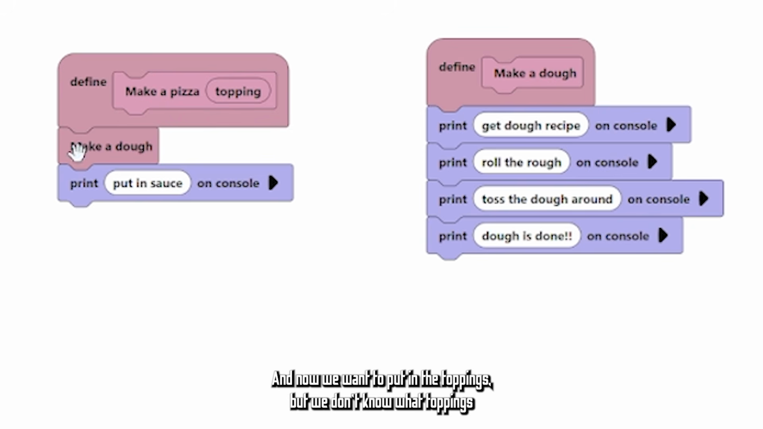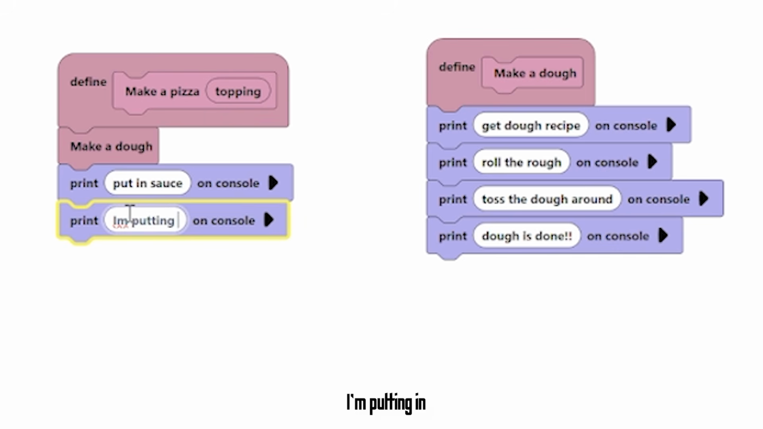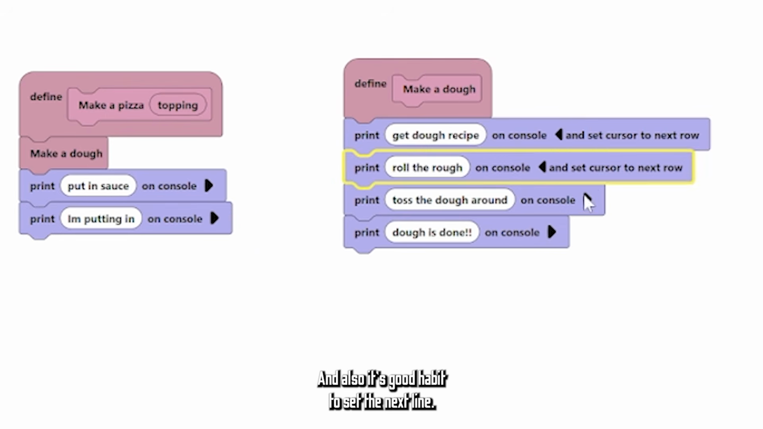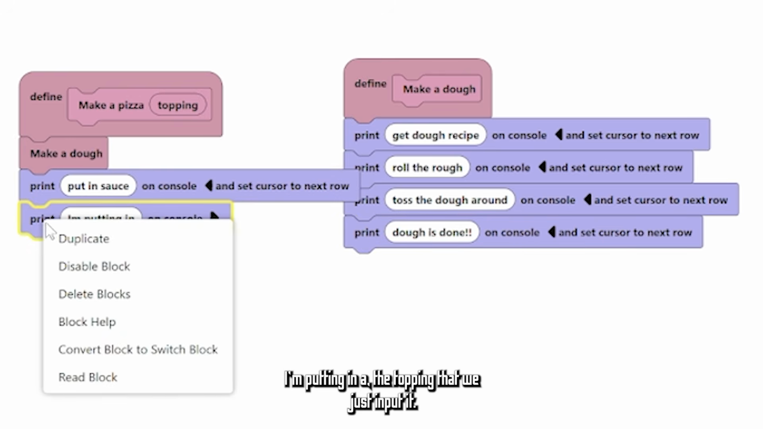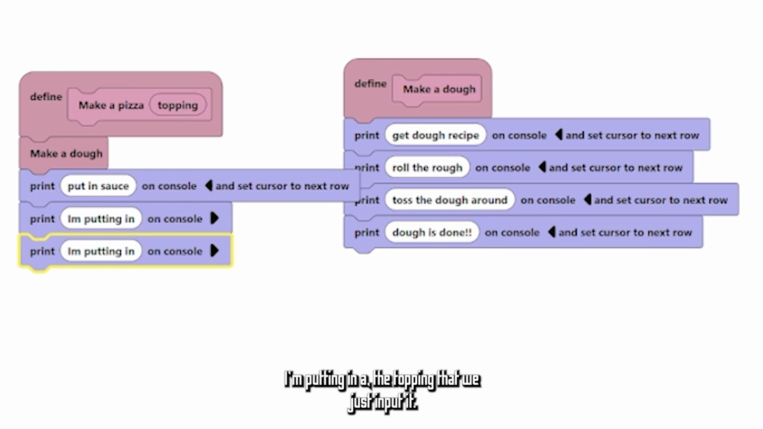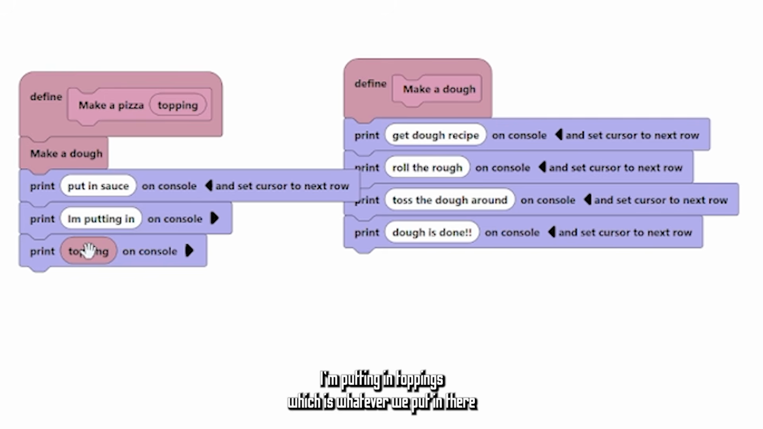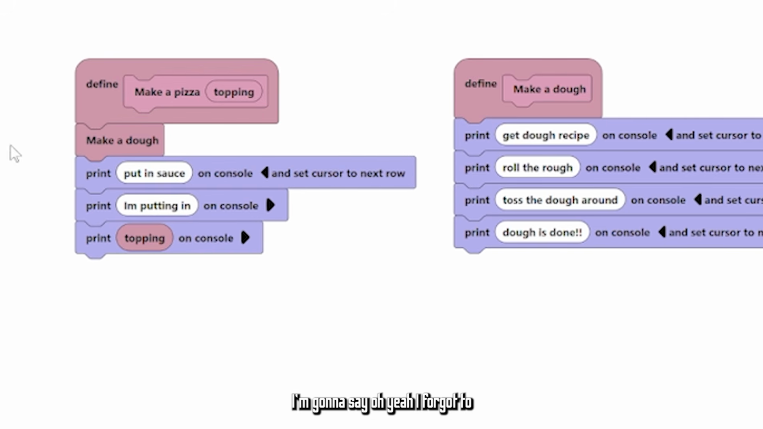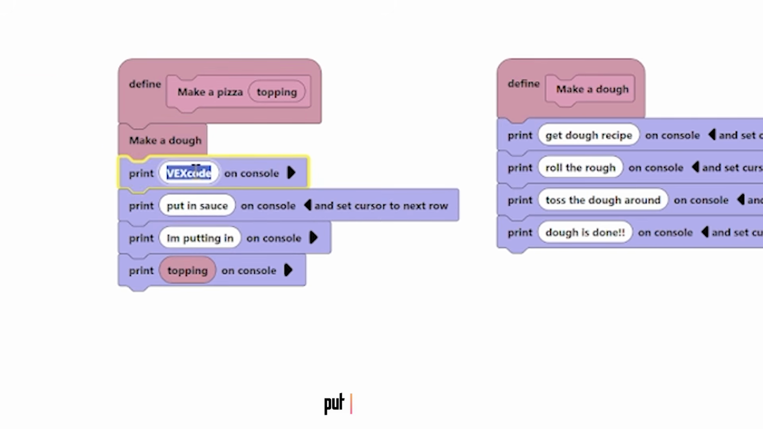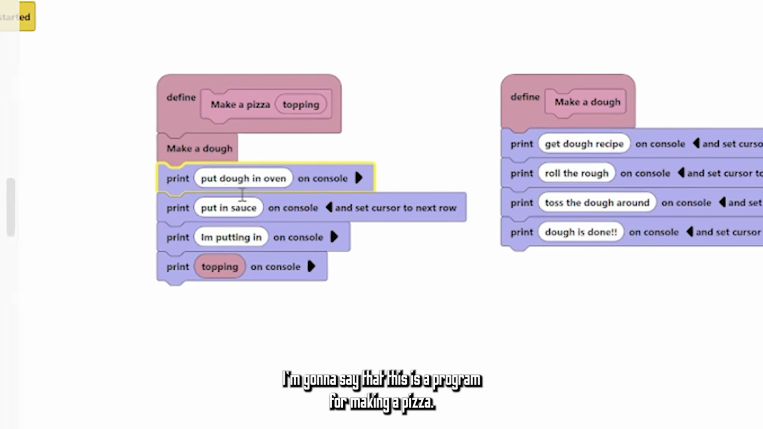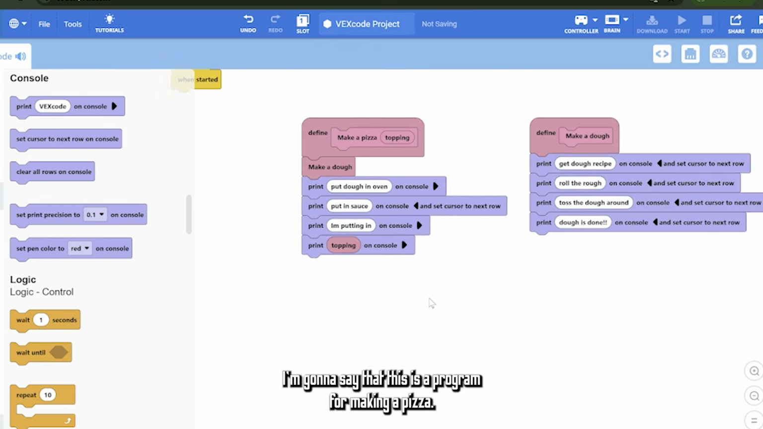And now we want to put in toppings, but we don't know what toppings we want to put in. So I'm gonna say print, I'm putting in, and also it's a good habit to set the next line, by the way. I'm putting in the topping that we just inputted. But now we can just drag our topping variable and put it in the print block. So it's gonna say I'm putting in topping, which is whatever we put in there. Gonna say, oh yeah, I forgot to put dough in the oven, right? I'm gonna say that this is a program for making a pizza.